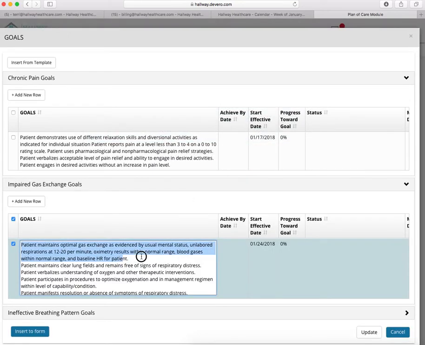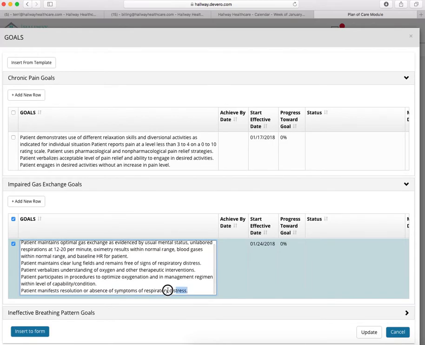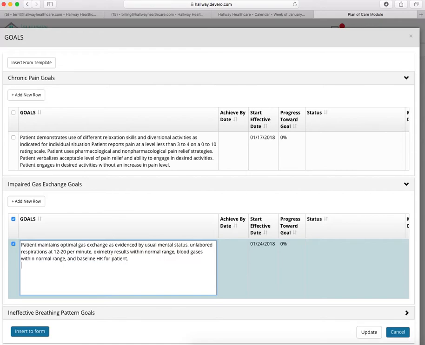Double click. And as you can see, now it's kind of separating. Here's several goals. I really don't need all of these goals all at once. So for me personally, I'm going to go ahead and delete some of these goals because I really just need one. And my main goal is optimal gas exchange. So now we're going to say insert to form.